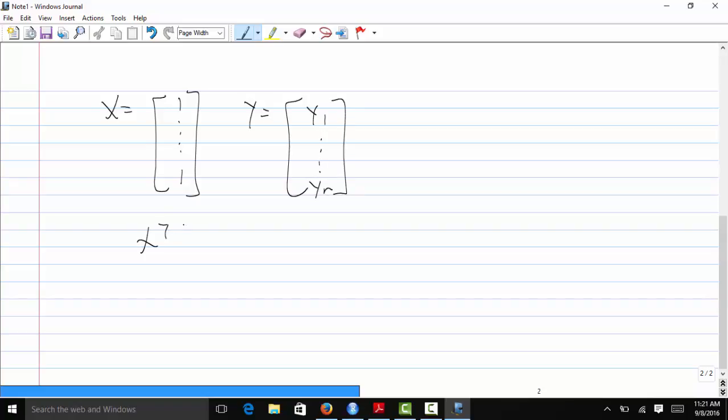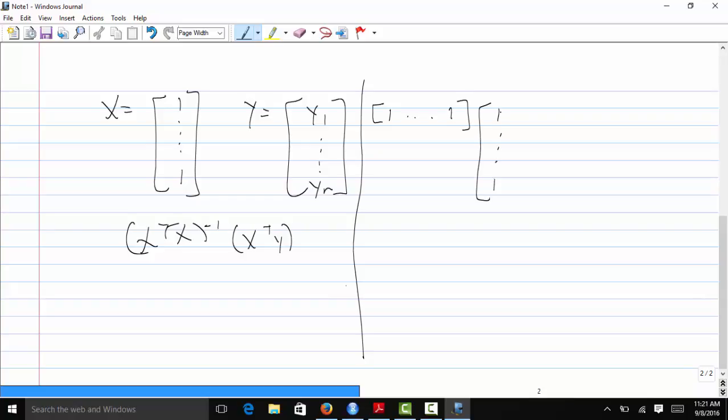And we want to compute X transpose X inverse, X transpose y. Sorry, writing on tablet's not easy. And so if we do X transpose X, we have a row vector of 1s multiplied by a column vector of 1s. So X transpose X equals this. And so we're just going to get 1 times 1 plus 1 times 1, n times. So we just get n, which means that X transpose X inverse is just 1 over n.